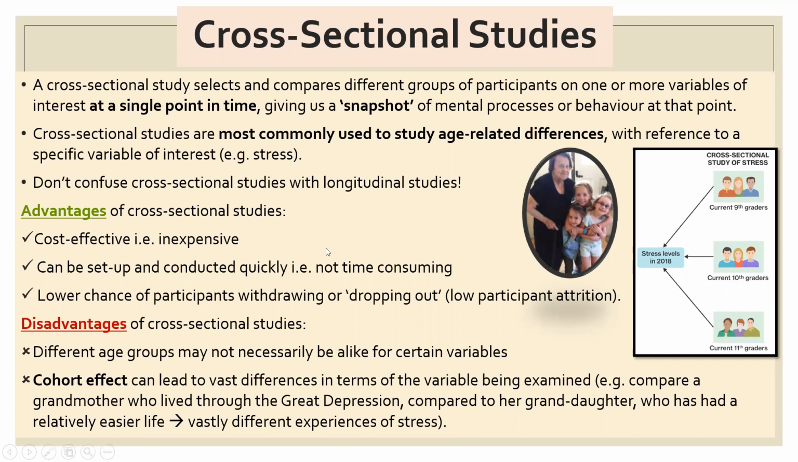Now, what are the advantages of cross-sectional studies? Number one, it's really cheap to do these studies. I can just walk into any school after getting an approval, or any university, or any organization, and I can just survey the different people of different ages. Okay, it's not hard to do, and it's cost effective. It can be set up and conducted quickly, which means that it's not really time consuming. You just need to get the approval in terms of which organization you're going to be looking at the participants from.